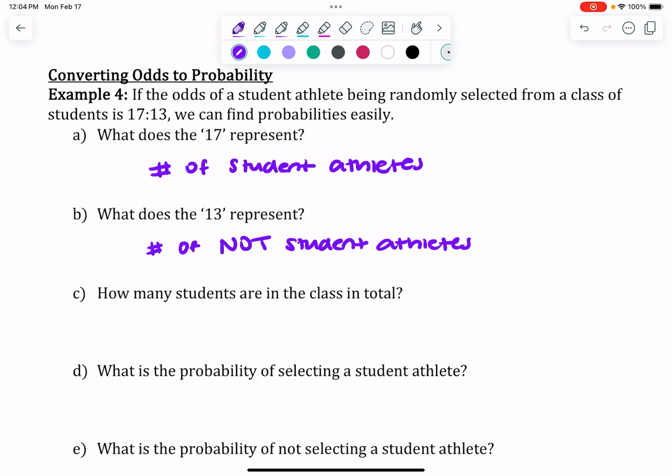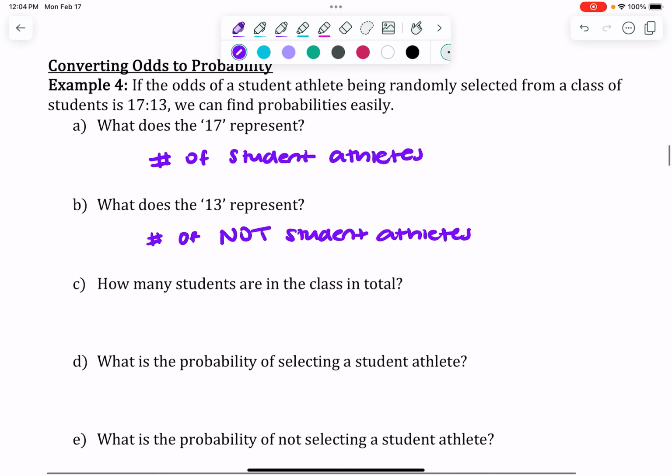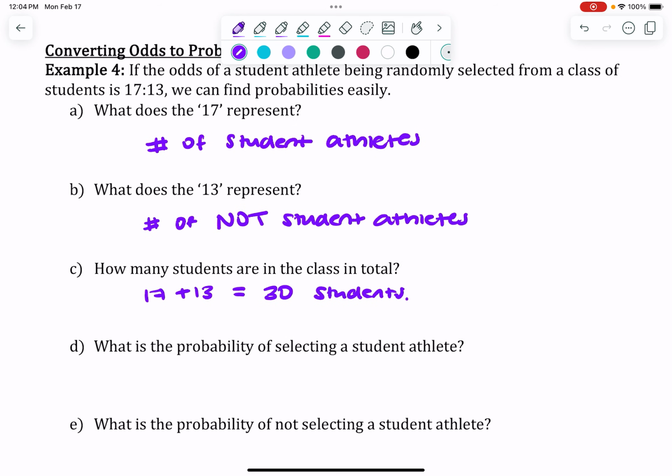What if I asked you about the total? Could you figure out what that total amount of students in the class is? Hopefully you go, yeah, well, if there's 17 student athletes and 13 not student athletes, that means I have a total of 17 plus 13, which is 30 students. And that 30 is important because when I'm talking about probabilities, that 30, that total possible outcomes, is my denominator.